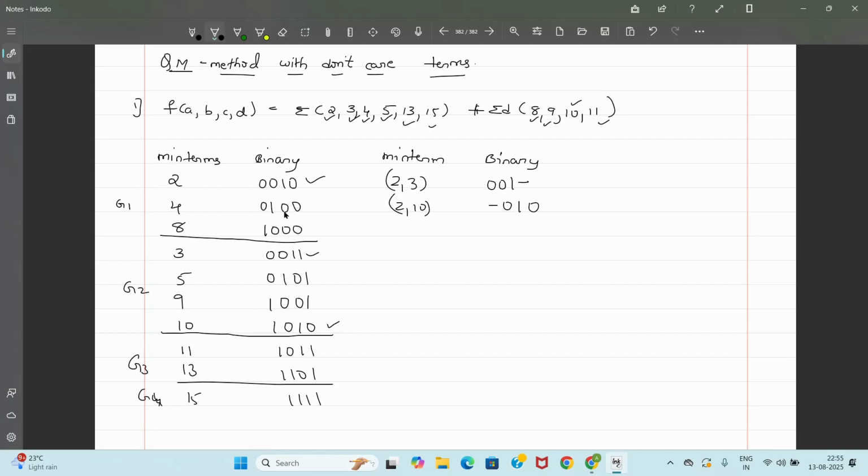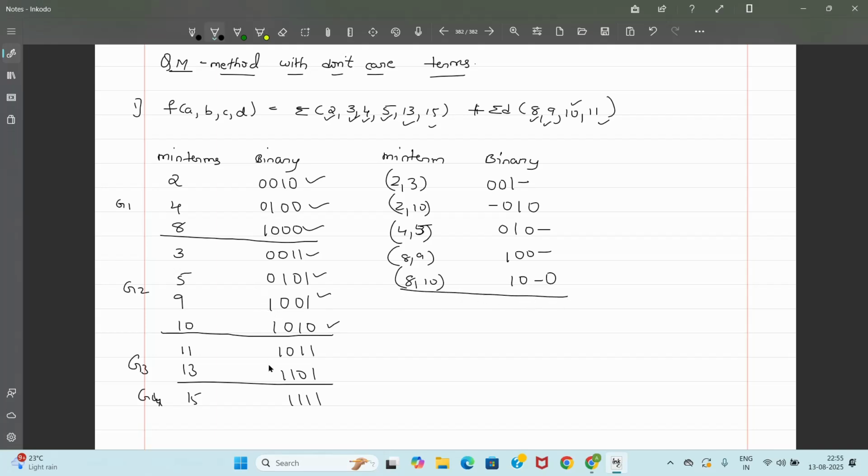Next I have to compare 4 with all these numbers. 4 and 3 not possible. 4 and 5 is possible, so it will be 010-. So 4 and 5 done. 4 and 9, no. 4 and 10, no. Next is 8 and 3, nope. 8 and 5, no. 8 and 9 can be done: 100-. So 8 and 9 done. 8 and 10 can also be combined: 10-0. So you're done with these two groups.